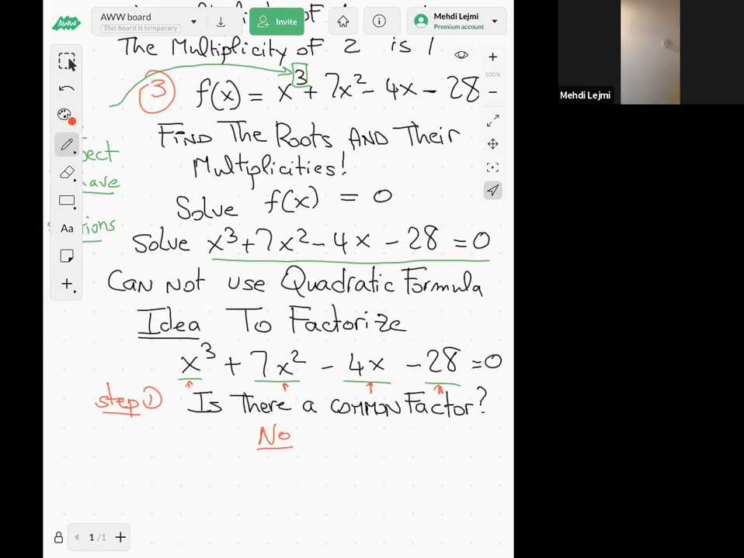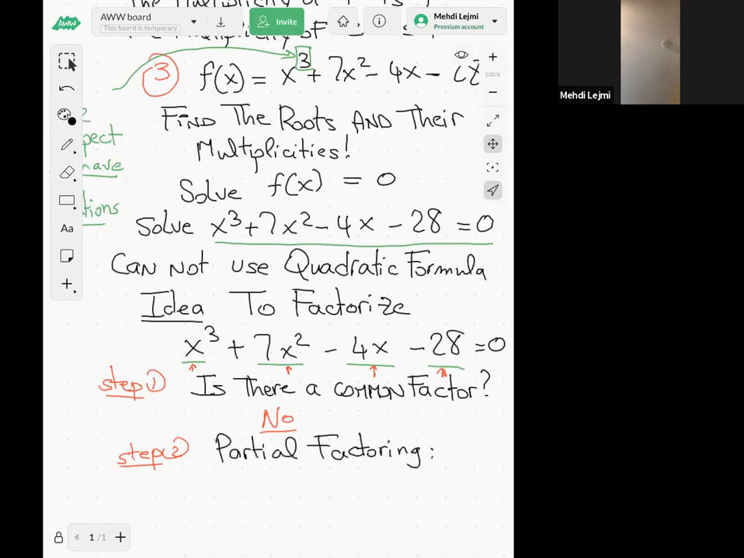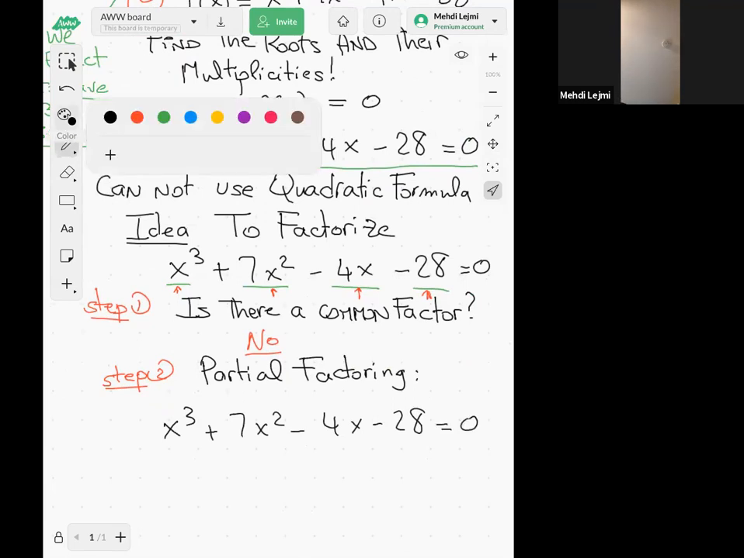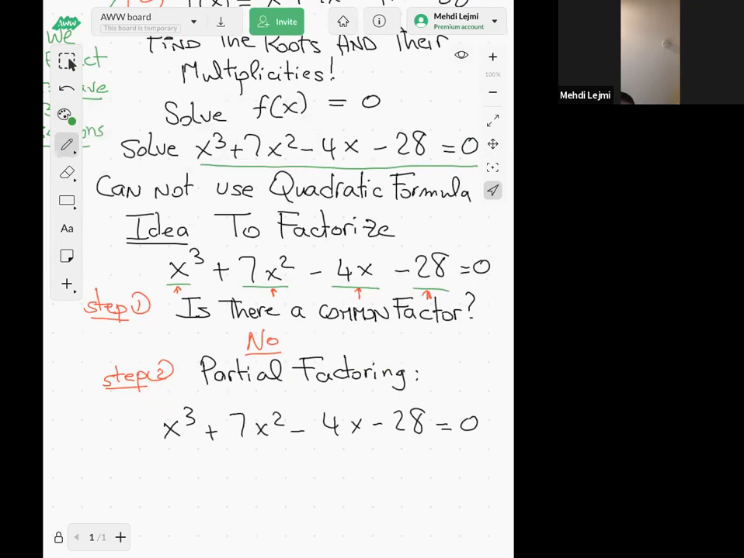So if there's no common factor, then we can try partial factoring. Okay, so what do I mean by partial factoring? Well, here's my x cubed plus 7x squared minus 4x minus 28 equal to 0. So instead of looking for a common factor for the four terms, what I can do is take, for example, the first two terms, right?